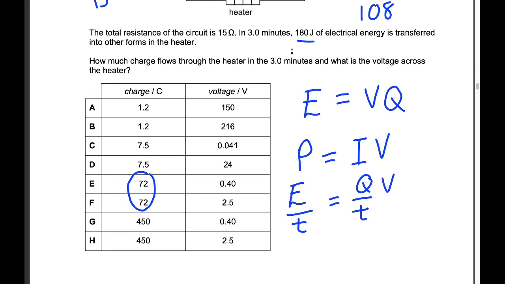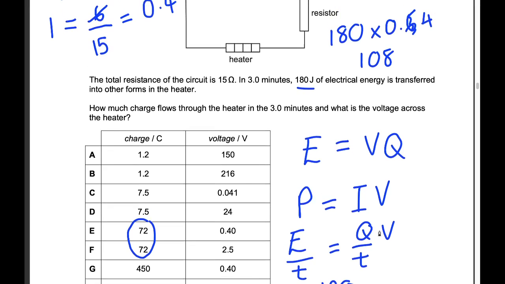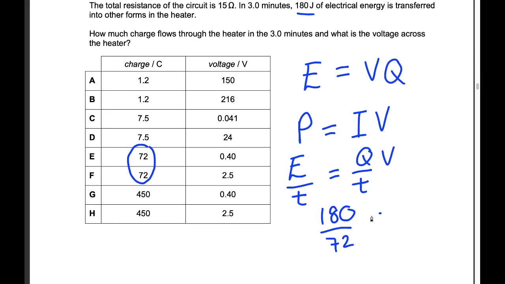Okay, so we know the energy is 180, we know the charge is 72, so we just need to do energy divided by charge. That will give us our voltage. So 180 divided by 72, well, that's actually something we just worked out in reverse, right? We just did 180 times 0.4 is 72, so the answer is just 0.4 here. So it's going to be 0.4 volts and 72, which is option E.